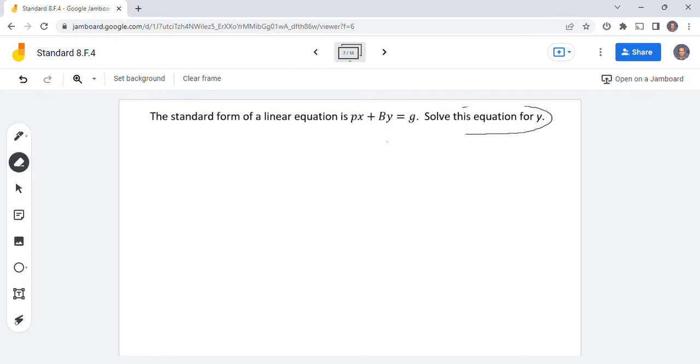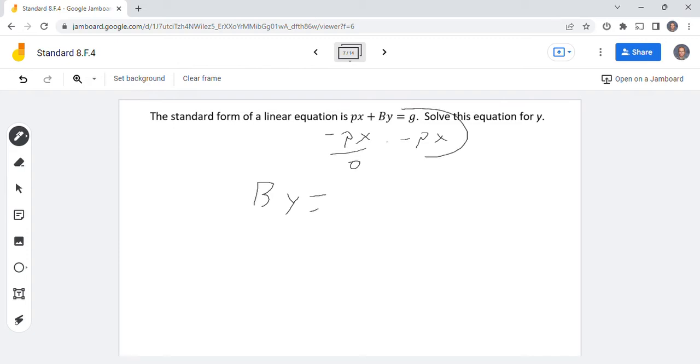That would be the px. We're going to get rid of that one from the left-hand side by subtracting px. Any number subtracted by that same number ends up being 0, so that is gone from that side. So we'll subtract px over on the other side. That leaves us with by on the left-hand side.